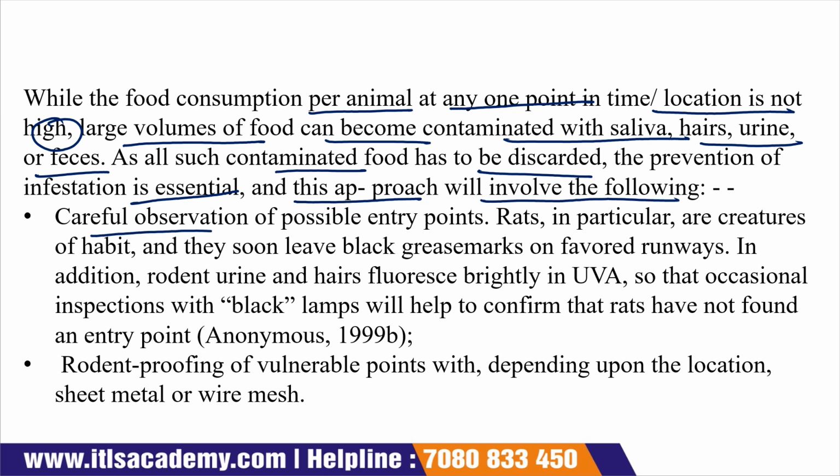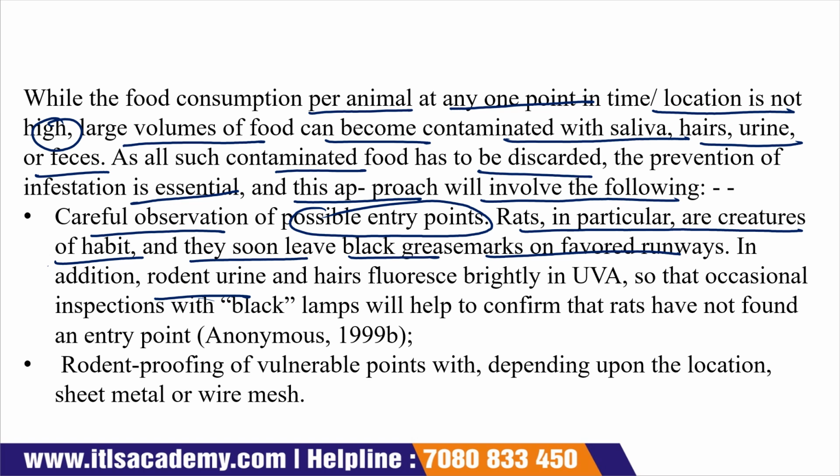The first one is careful observation of possible entering points. Rats in particular are creatures of habit, and they soon leave black grease marks on favored runways. In addition, rodents' urine and hair fluoresce bright in UVA, so an occasional inspection with a black lamp will confirm that rats have not found an entry point. Rodent proofing of vulnerable points is also needed, depending upon the location, with sheet or wire mesh.